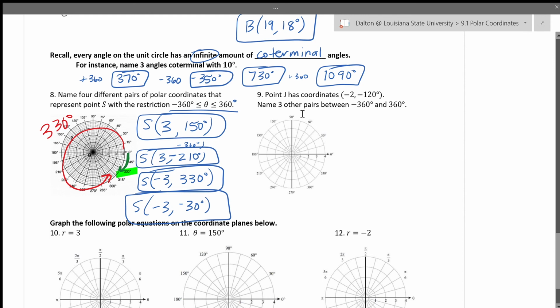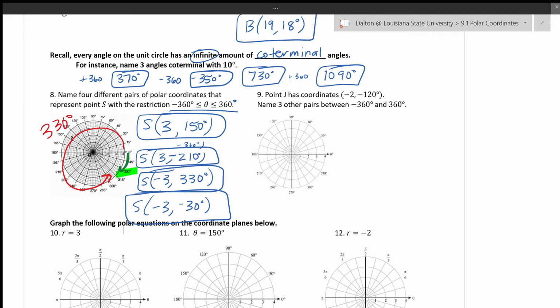Similar question. Point J has coordinates negative 2, negative 120. Name 3 other pairs. Again, I'm limiting you only to between negative and positive 360 degrees. So first thing, let's go ahead and graph where this point is. Sometimes it's a lot easier to see it. Okay, we're going to graph it in the similar ways that we've done so far.